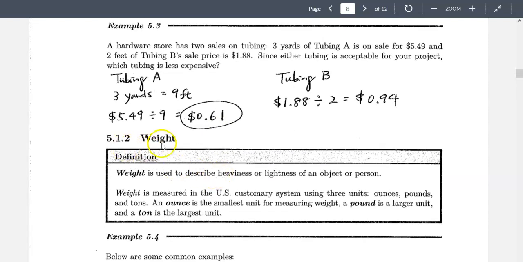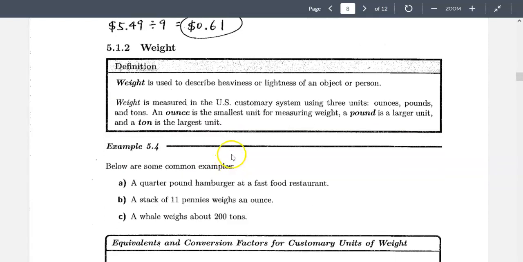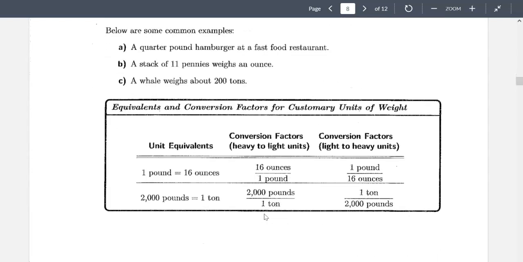Now, let's look at weight. The weight we usually look into will be like, for example, pound, right? Like a quarter-pound hamburger, ounces, okay? And if something is really heavy, we use tons. Right? Those are the U.S. system in weighing something, how heavy something is.